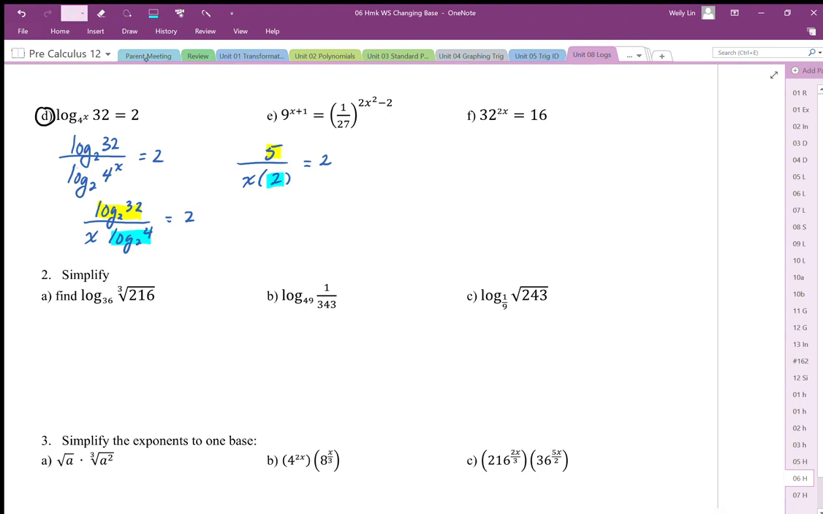And then algebraically isolating the x, I'm just going to cross multiply here. So I get 5 over 2 times 2 is equal to x. And then we get the same solution as we had before. X is equal to 5 over 4. Okay, so those are two alternative solutions.